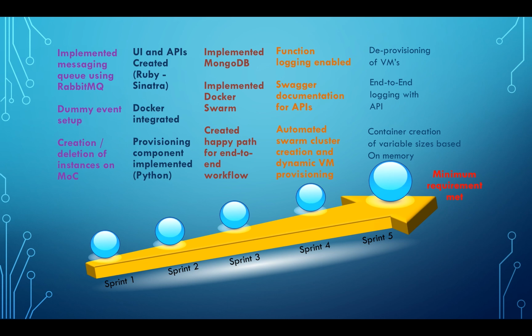Later on, we enabled function logging and automated the creation of VMs and container creation. After that, we came up with the concept of deprovisioning of the VMs, and container creation based on the parameters defined by the user, like the memory size. A container could have multiple memory sizes, and based on that the container will get created and the function will get executed.